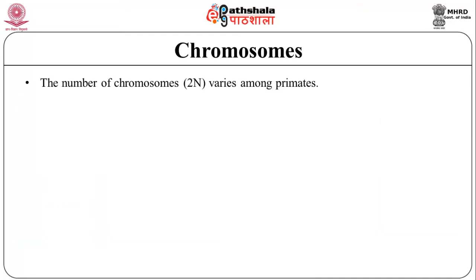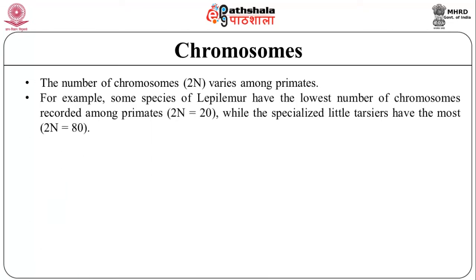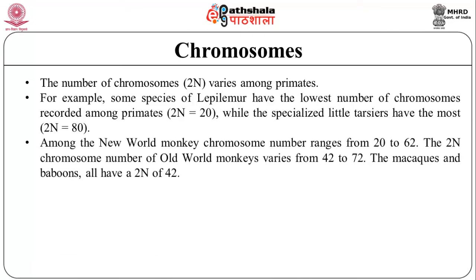The number of chromosomes, that is 2n, varies among primates. For example, some species of the lepilemur have the lowest number of chromosomes recorded among primates, where 2n is equal to 20, while the specialized little tarsiers have the most, that is 2n is equal to 80. Among the New World monkeys, chromosome number ranges from 20 to 62. The 2n chromosome number of the Old World monkeys varies from 42 to 72. The macaque and the baboon all have a 2n of 42.